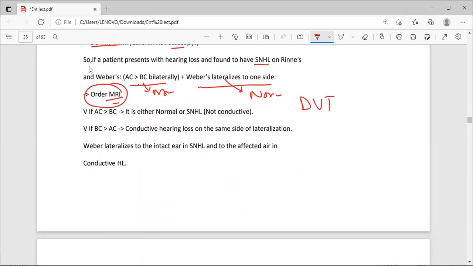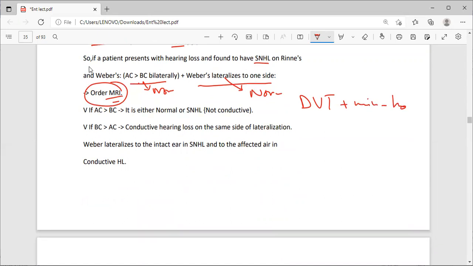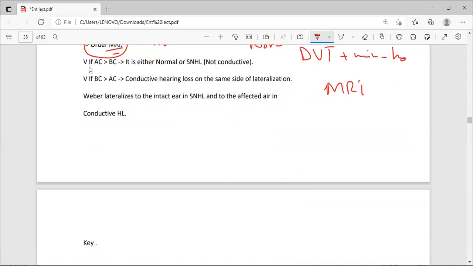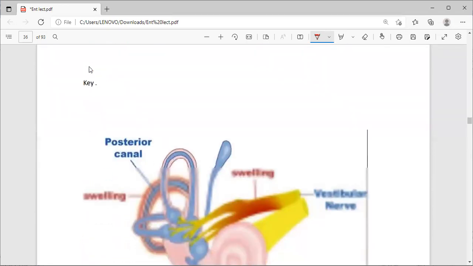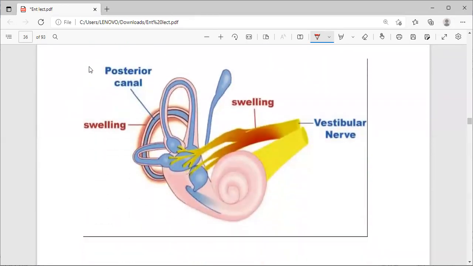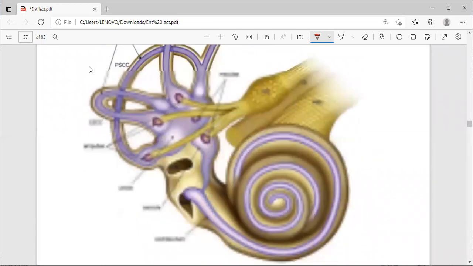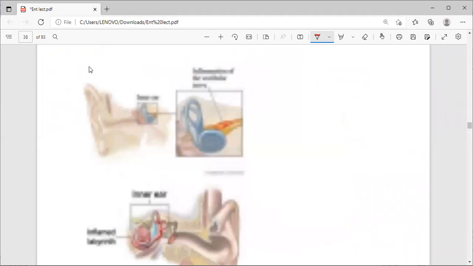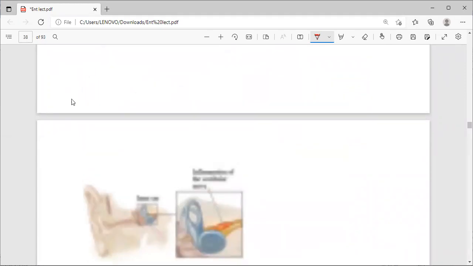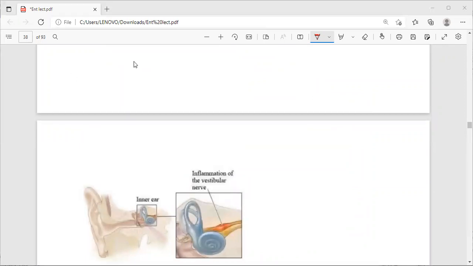Episodes lasting minutes to hours, this is Meniere disease. So what you have to do is MRI. Here you can see, okay, this is another topic. Very little time is remaining, so we will do the remaining part tomorrow. I hope you people understood.